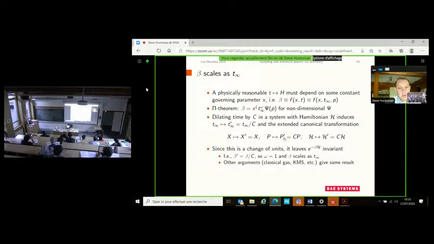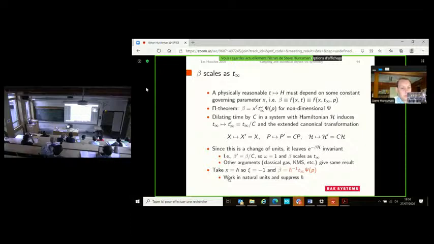Space is the same, the momenta are scaled, and the energy is scaled. But this is a change of units, so it can't affect the Gibbs factor. So this term, beta h, has to stay the same, and that implies that beta scales the same way as an overall time scale. There are other ways you could get the same result. You could look at a classical gas in a can. You could look at Kubo-Martin-Schwinger, the thermal time hypothesis, which is sort of the same thing. These all give the same result.